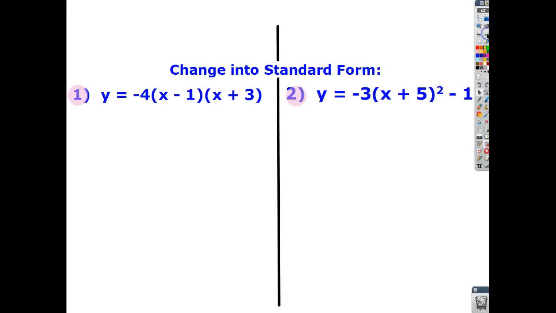Let's take a look real quick. I want you to go ahead and change these into standard form. Standard form is y equals ax squared plus bx plus c. I want you to do those, bring those into class, and we will rock on from there.